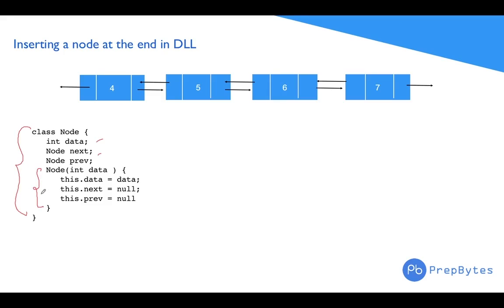So there are various scenarios, right? When you're writing the code, you have to keep various scenarios in mind. One scenario is that my list is empty, and another scenario obviously is that the list is not empty. We will see what to do in both the cases. First, let's say the list is not empty. So let's say this is the list. I have to insert a node at the end.